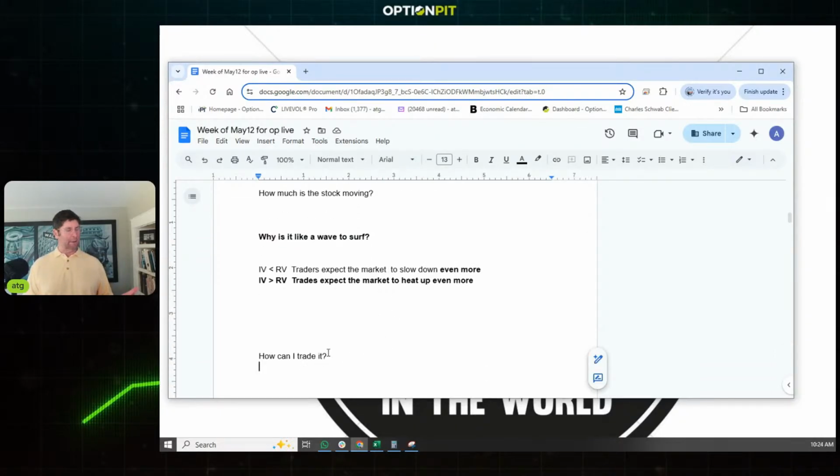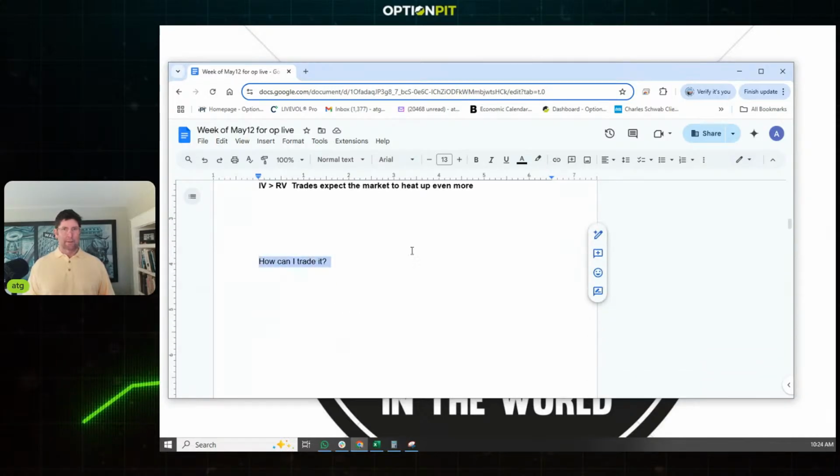How can I trade it? Well, there you go. So trading it is, okay, in general, the implied volatilities, the option prices, right? We'll just call those option prices, gravitate towards, right? Gravitate, move, right? Move towards the realized vol. It's generally how it works.